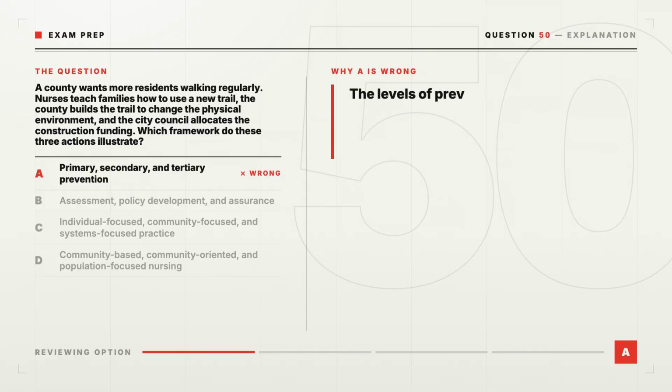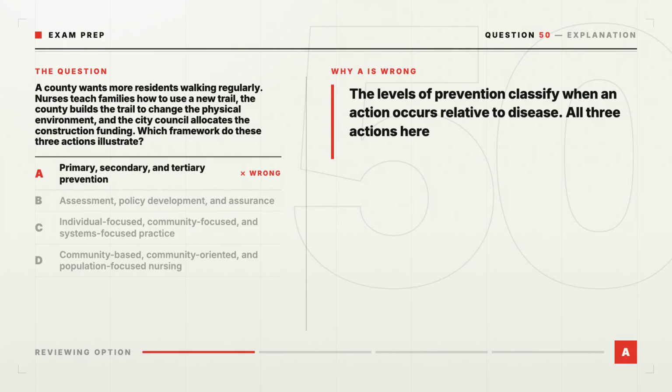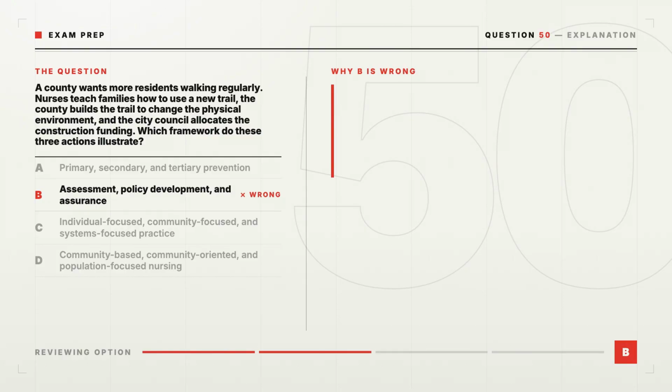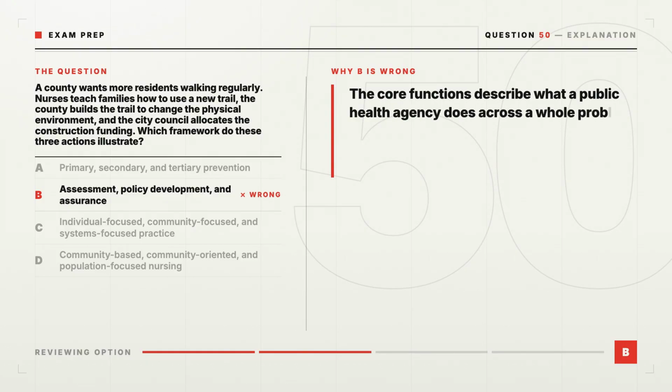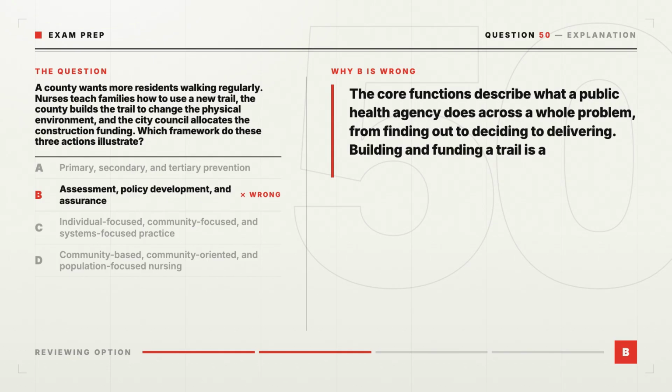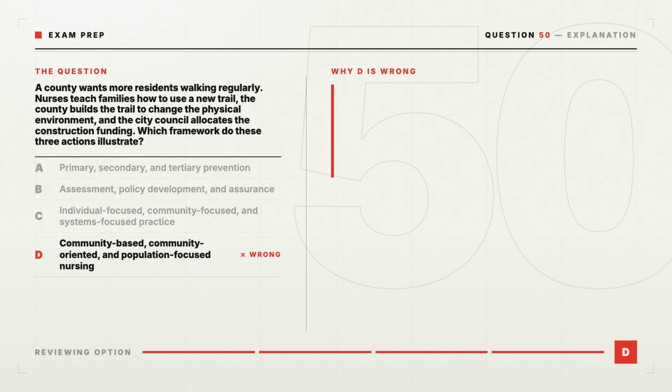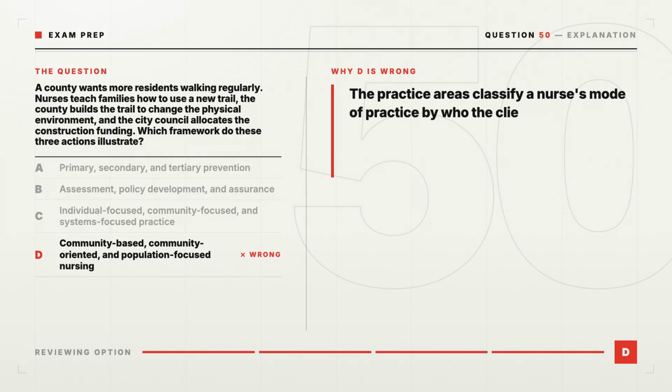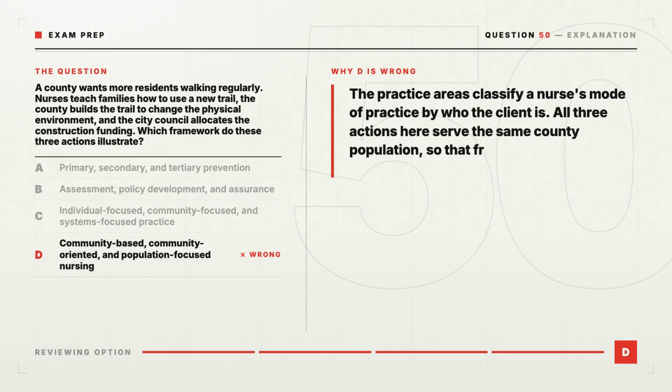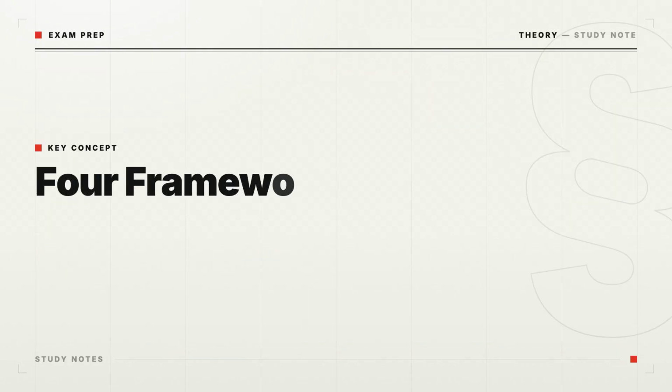A is wrong because the levels of prevention classify when an action occurs relative to disease. All three actions here are primary prevention, so that framework cannot distinguish them. B is wrong because the core functions describe what a public health agency does across a whole problem, from finding out to deciding to delivering. Building and funding a trail is all downstream of assessment. D is wrong because the practice areas classify a nurse's mode of practice by who the client is. All three actions here serve the same county population, so that framework does not separate them either.